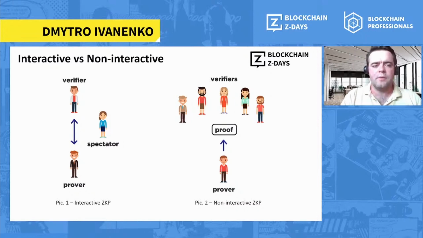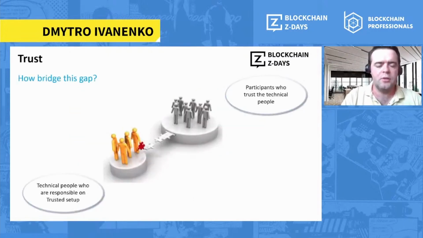And non-interactive is the situation when you generate the public parameters yourself, and another person who can check these parameters uses your public parameters and can approve or reject your knowledge. So these are the two situations.